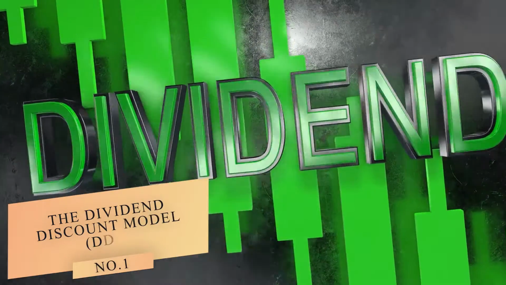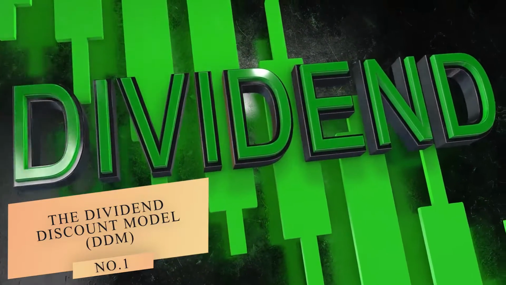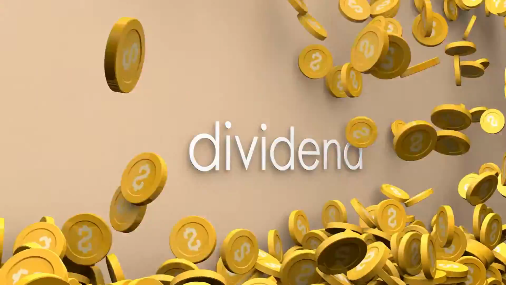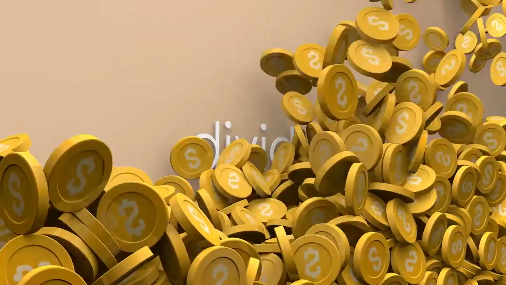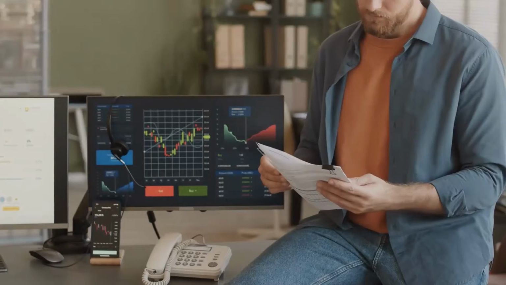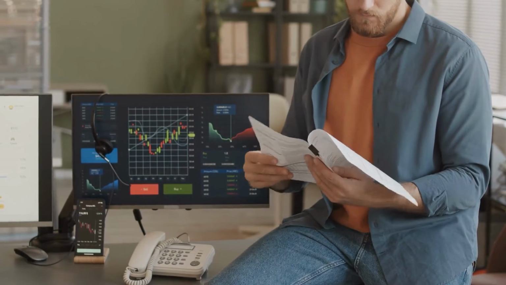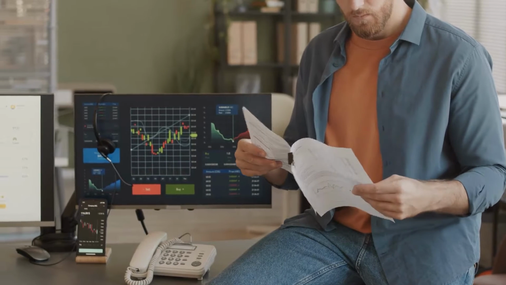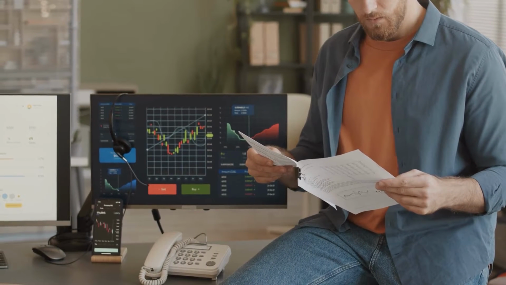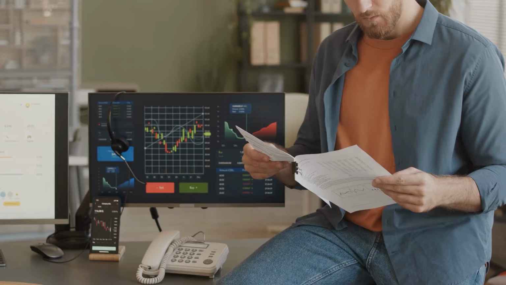Model number 1, the dividend discount model (DDM). The absolute worth of a stock can be determined using the dividend discount model, which is a standard approach. The dividends paid to shareholders are used to calculate the actual value. According to analysts, investors should buy stocks at a fair price, and that price should be determined by the present value of future dividend payments.